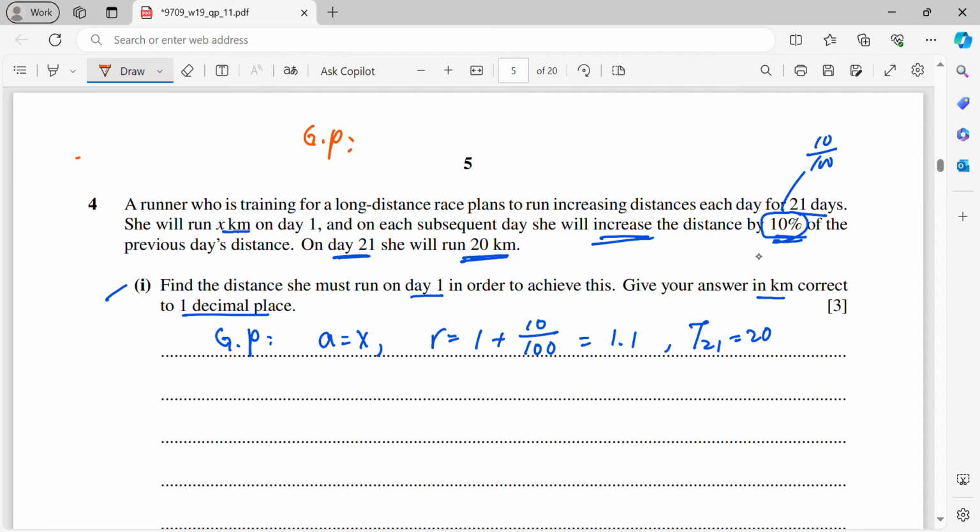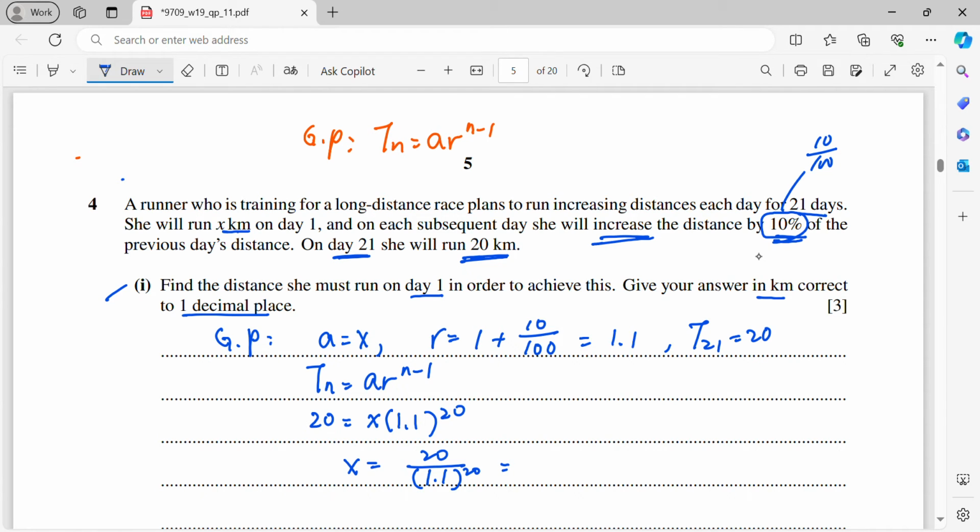So for geometric progression, Tn is ar to the power n minus 1. This is a formula. Right. So I will just write here, Tn is ar^(n-1). So now here 20 equals A is x, r is 1.1, and n is 21. So 21 minus 1 becomes 20. Therefore, my x is 20 divided by 1.1 to the power of 20.